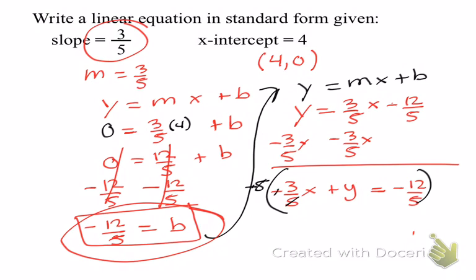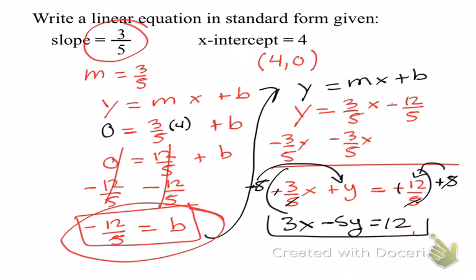I end up with 3x. Negative 5 when I distribute here is minus 5y equals negative 5 times negative 12/5, negative, negative becomes a positive, equals 12. What if you could have also had negative 3x plus 5y equals negative 12. Either of those would have been okay.